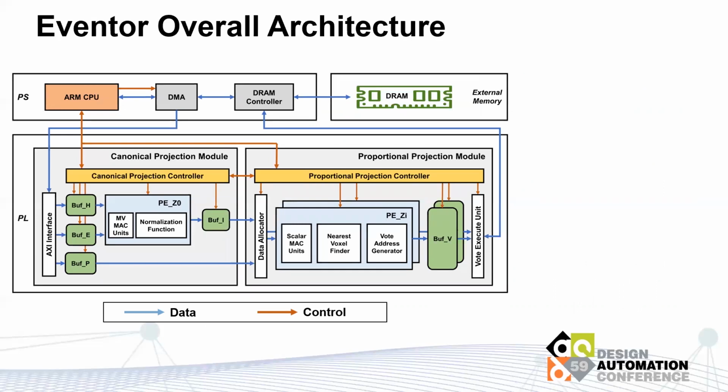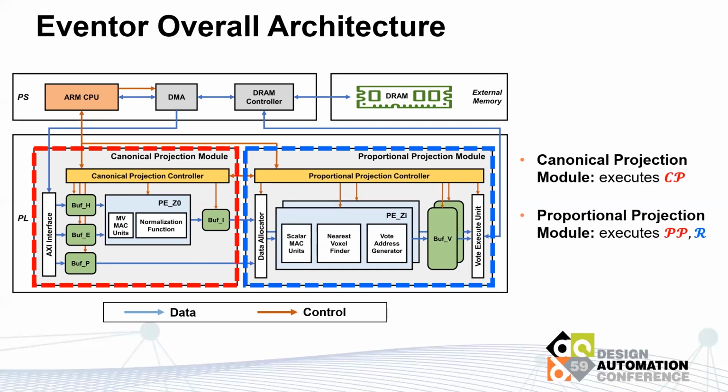There are two acceleration modules on FPGA. The canonical projection module, which executes the canonical event back projection task, and the proportional projection module, which executes the proportional event back projection task and the volumetric recounting task.